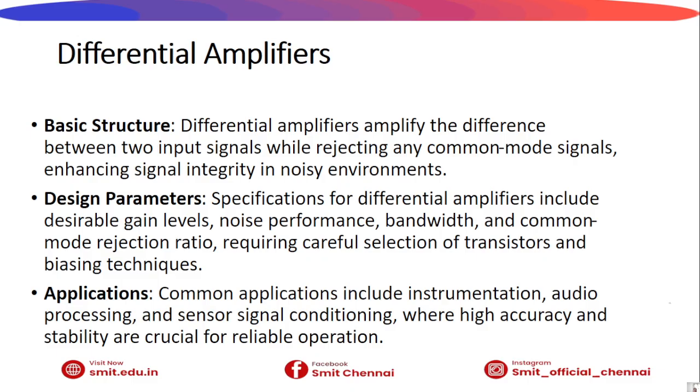When we talk about design parameters, we are looking at things like the desired gain level, ensuring a low noise performance specific to the differential input, achieving adequate bandwidth, and critically a high common mode rejection ratio or CMRR. This ratio tells us how well it rejects those common mode signals. This requires a meticulous selection of transistors and precise biasing techniques to ensure balanced operation.